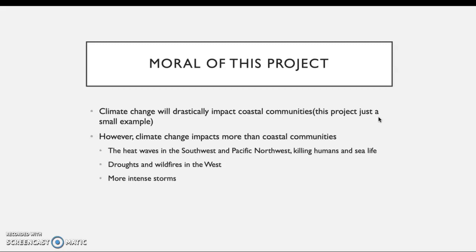And so the moral of the story is we need to do what we need to do to get this problem under control because this project was only just a small example of how it would really screw up the Portsmouth area, but also really impact and drastically alter the lives of people elsewhere in the world.